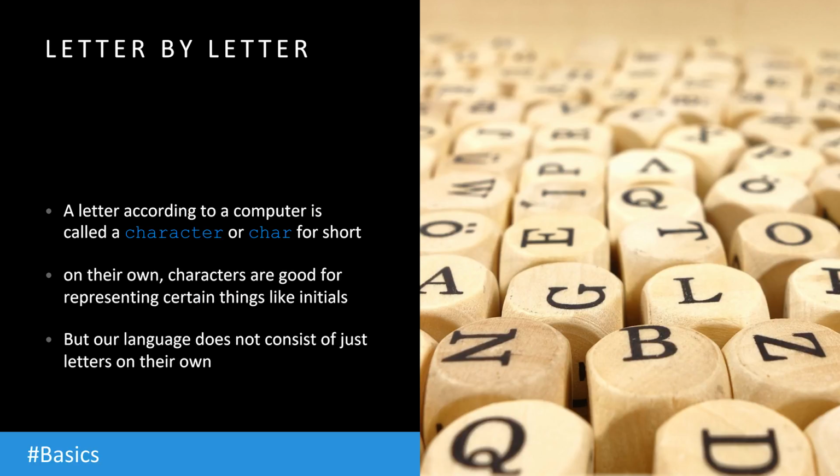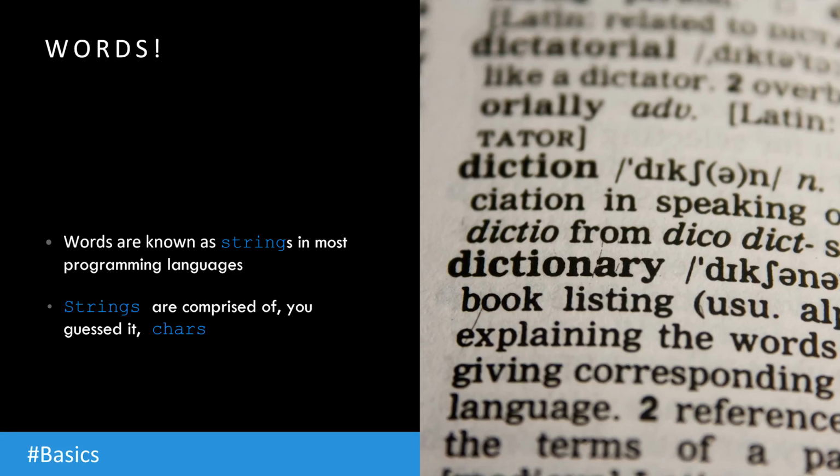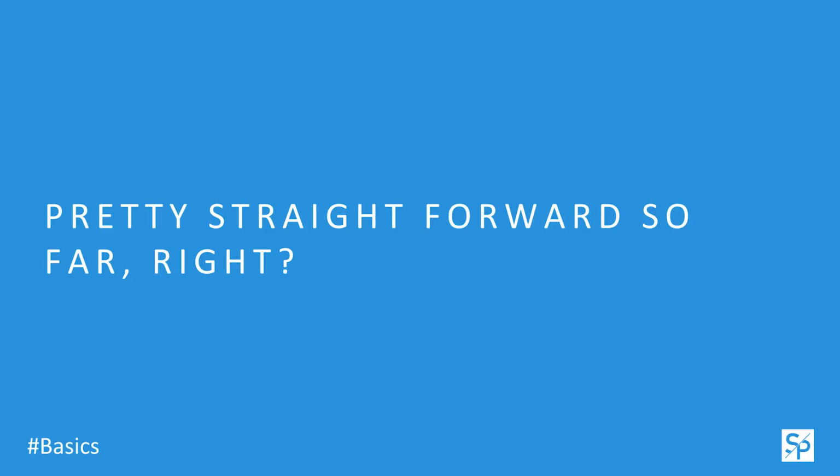But our language doesn't consist of just letters on their own. We have words as well. And words are known as strings in most programming languages, and strings are comprised of, you guessed it, chars. Pretty straightforward so far, right? We've got letters, we've got words, and just like that, we're only 9 slides in and we're two thirds of the way there, so we're making great time here.